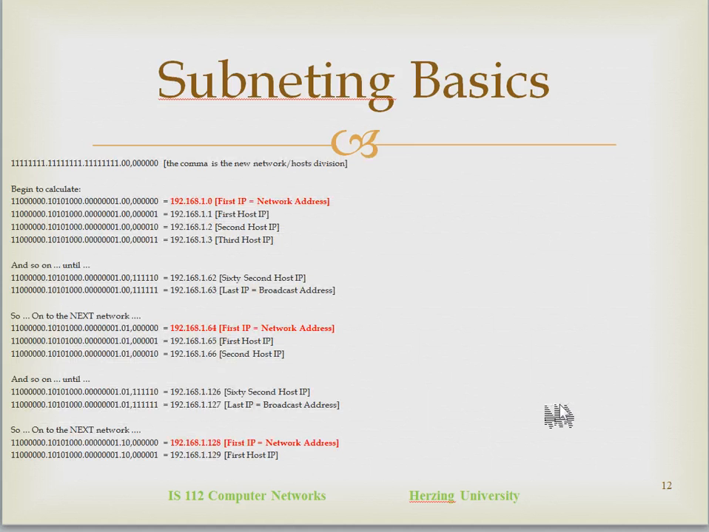Now we need to figure out where the hosts go. Back to the binary. Right here we know the first address is the network address. Then the first host is 1, next one 2, next one 3. We keep on going until we hit the 62nd host address, which is the last usable one, and then we go to the broadcast address. Then we go on to the next one, the first IP address, and that's the network address. We do the same process again. We get to the 62nd host IP address, and then the last IP address is the broadcast address. We continue this for all 4 networks.